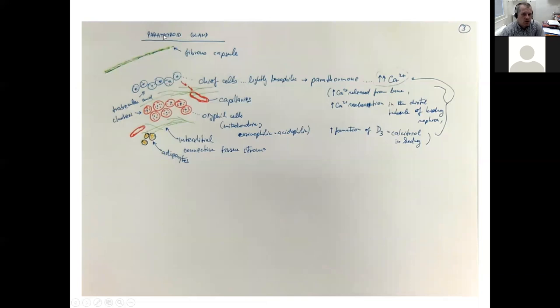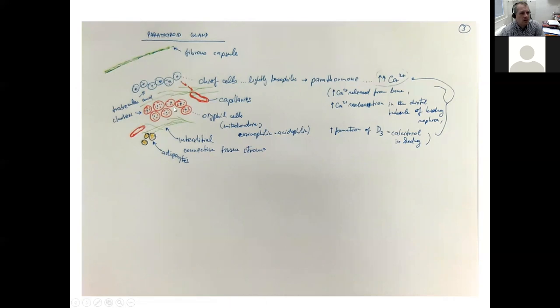We must mention also the parathyroid gland. There are two pairs of parathyroid glands merged somewhere in the thyroid. It has its own fibrous capsule, and there are two cell populations here. Chief cells that are arranged in these trabeculae. These are epithelial cells, highly basophilic, and they are producing parathormone.